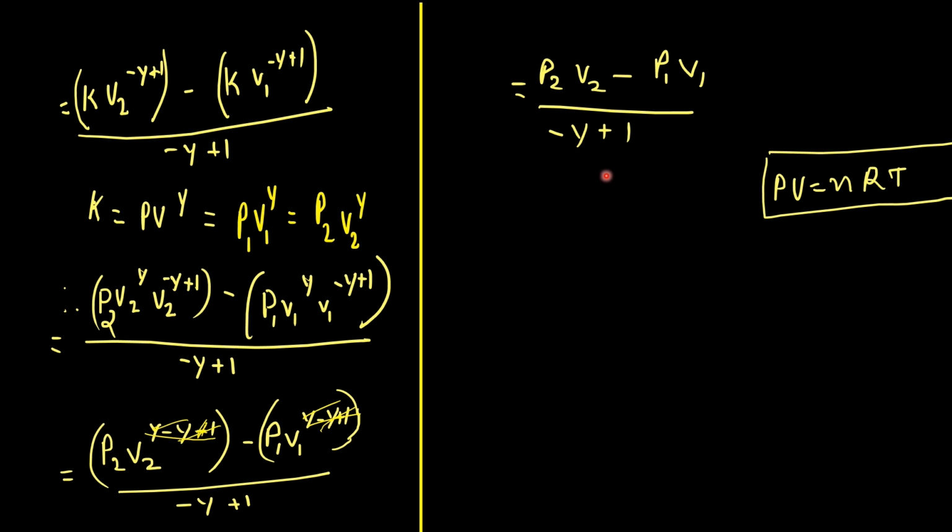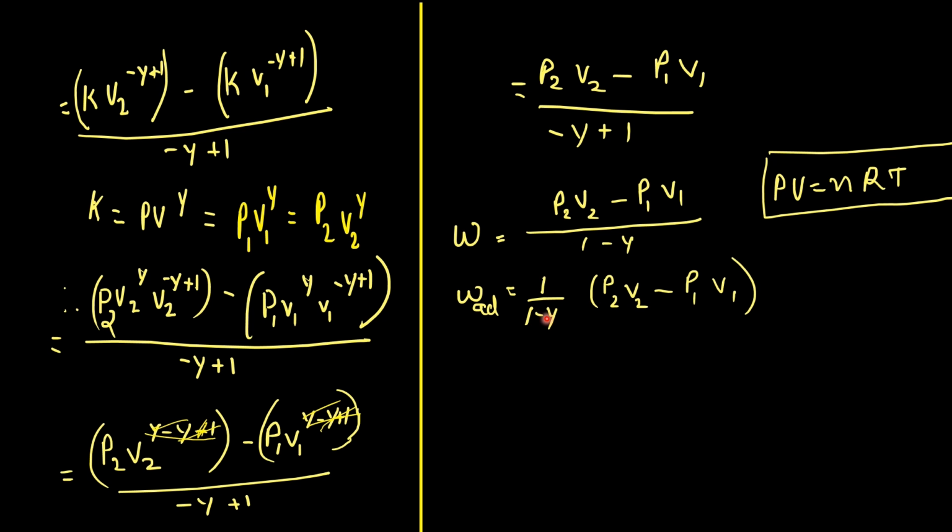We know PV is equal to nRT. Keep this in mind. Work done is equal to P2 V2 minus P1 V1 by 1 minus gamma. Because here it is minus, here it is plus, so we just reverse that. This can be written as work adiabatic is equal to 1 by 1 minus gamma into P2 V2 minus P1 V1. Now we will substitute for P2 V2 and P1 V1. From this, for P2 V2, it is nRT2. P1 V1, it is nRT1.